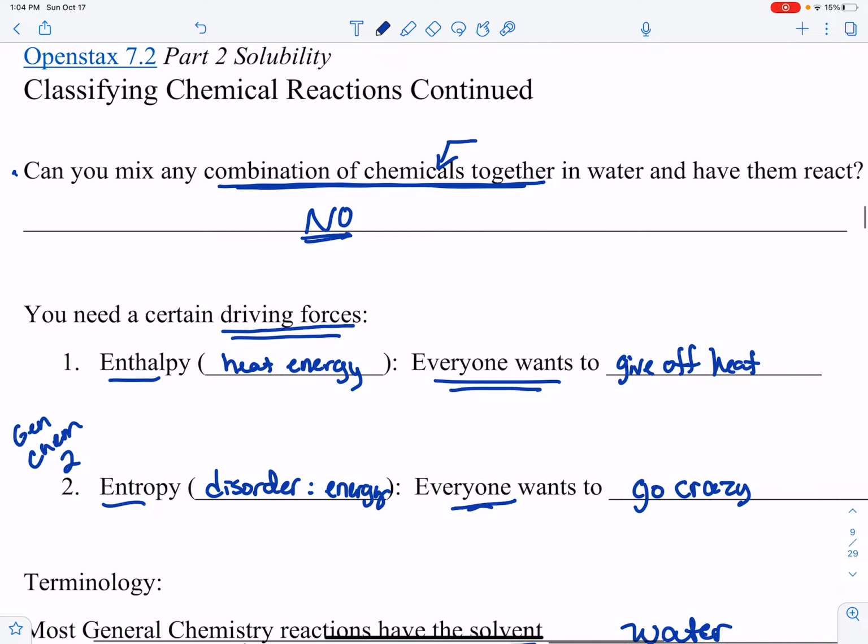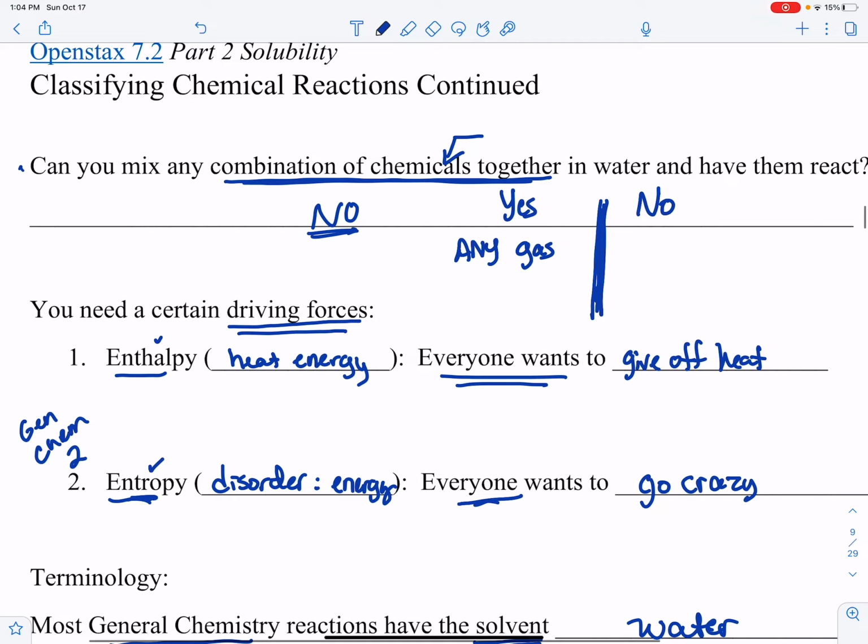However, for now, we have a summary, and we're over-summarizing just for the purposes of Gen Chem 1. So, will a reaction go? Here's the yes category, and here's the no category. If you make any gas, the reaction will go. And by the way, that most likely is an influence of entropy. It could have enthalpy helping it along too, but that's probably going to be more entropy. If you make water as a liquid, that also is going to go. That could be entropy or it could be enthalpy. In that case, it's a toss-up. It depends on the reaction.